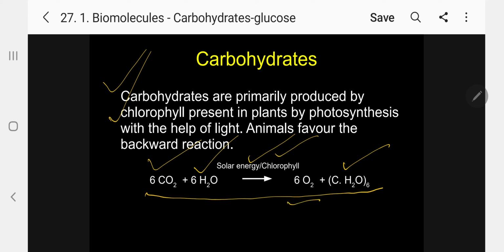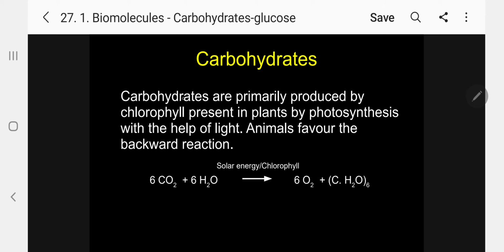So the oxygen we are getting is only from the plants, so we have to thank plants. Whereas animals, including human beings, favor the backward reaction. So we are inhaling the oxygen and producing out the carbon dioxide. This cycle is going on in the atmosphere. Kindly follow. That's why all are requesting: grow more plants to save the country, to save the world.